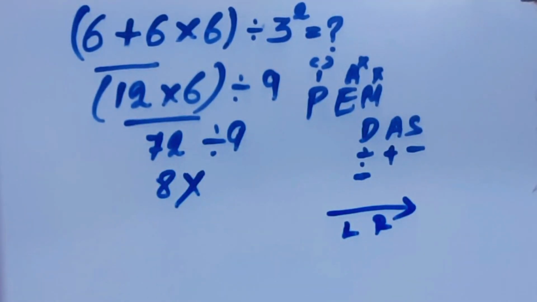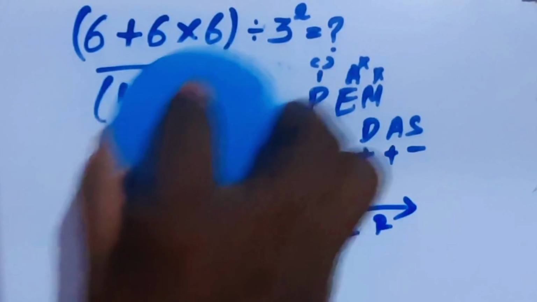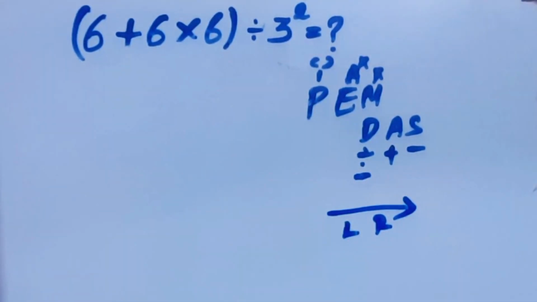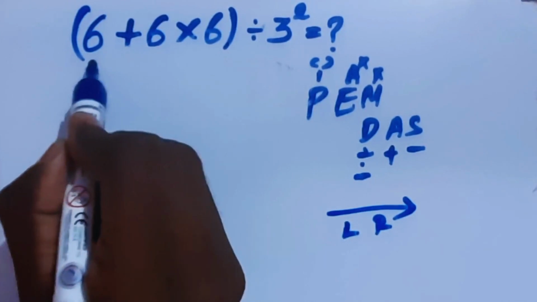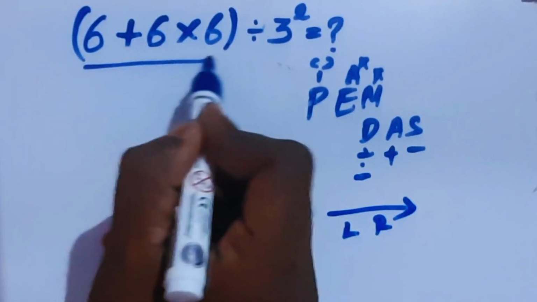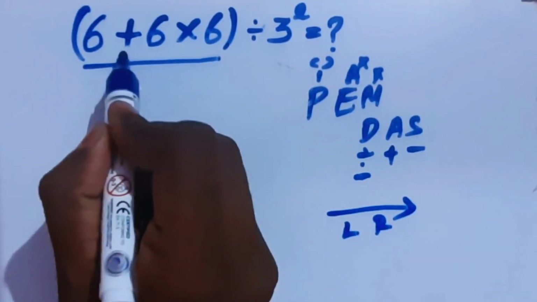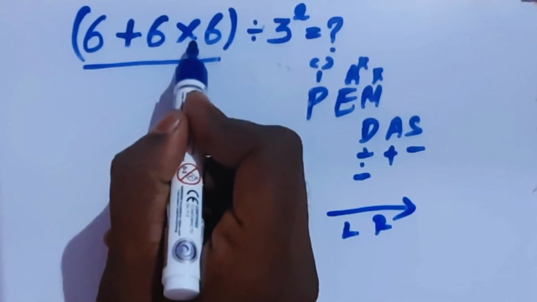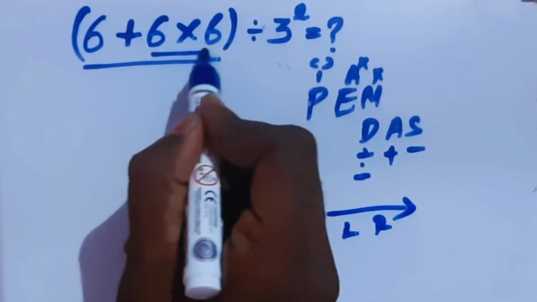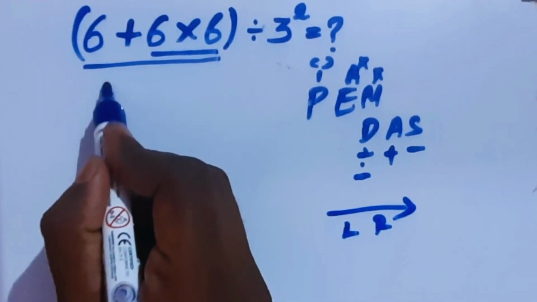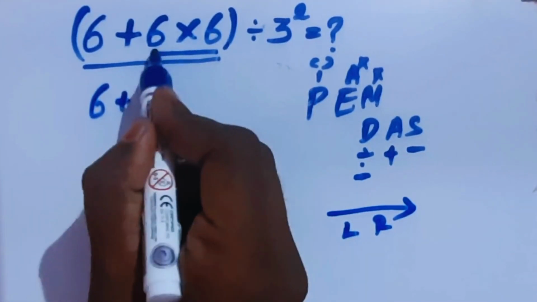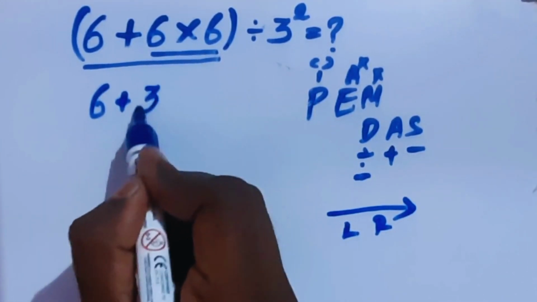Now, we are going to do this problem in the correct way by using this order of operations, PEMDAS. Now we have to do this as per the order of operations. Bracket first. In this bracket we have addition and multiplication. Here we have to do the multiplication first. So 6 times 6 is 36.